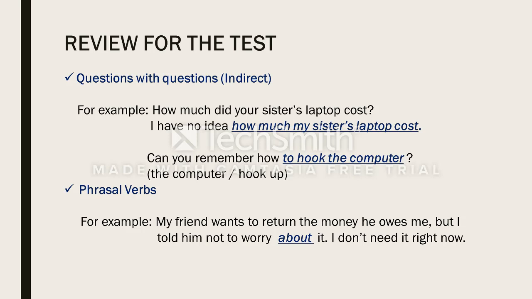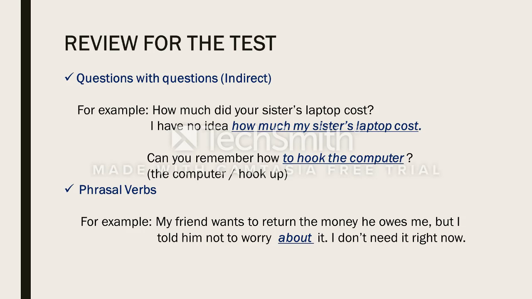So as you can see there, you just copy it, okay? But after writing the WH question word, how much, then you need the noun, which is my sister's laptop, and then you put the verb, okay? So the verb remains in past because I'm using did. All right, so you do have to pay attention to the tenses.